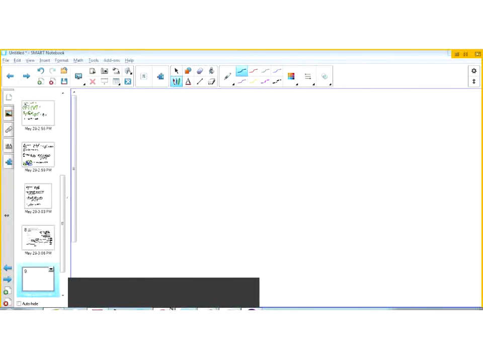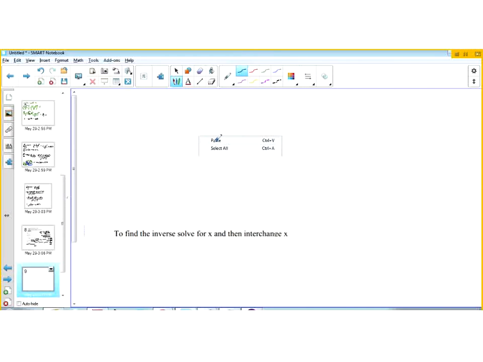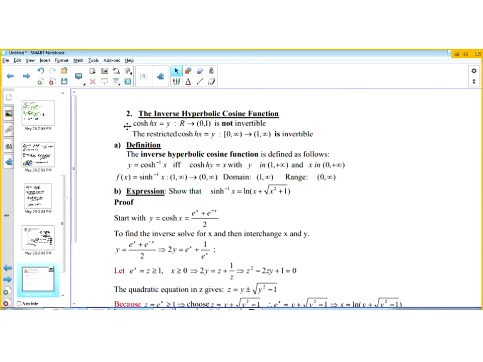So let me pull up that technical note. And again, this is on the class website. There's a link to it. Okay, so the inverse hyperbolic cosine function. So cosh x is equal to y.